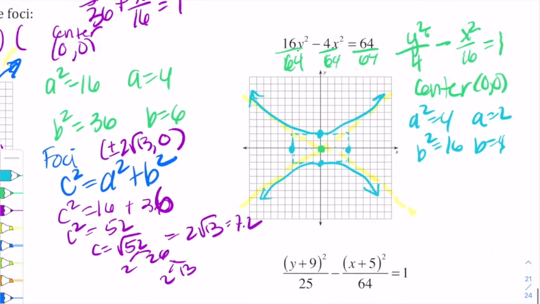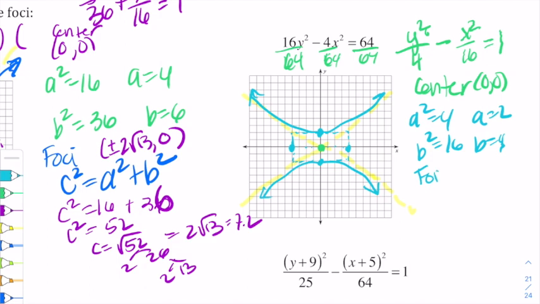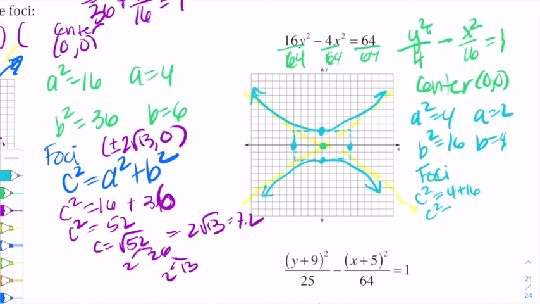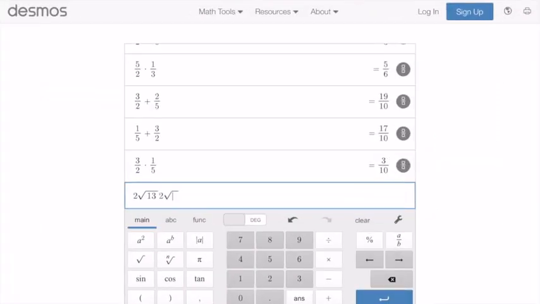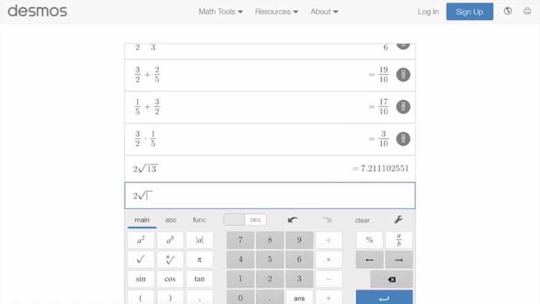Oh, I didn't find the foci. Okay. So if we find the foci here, our c squared value is going to be 4 plus 16. So c squared is 20. So then c is the square root of 20, which is 4 and 5, so 2 root 5. Okay. So if we find 2 root 5, it gives us 4.5.